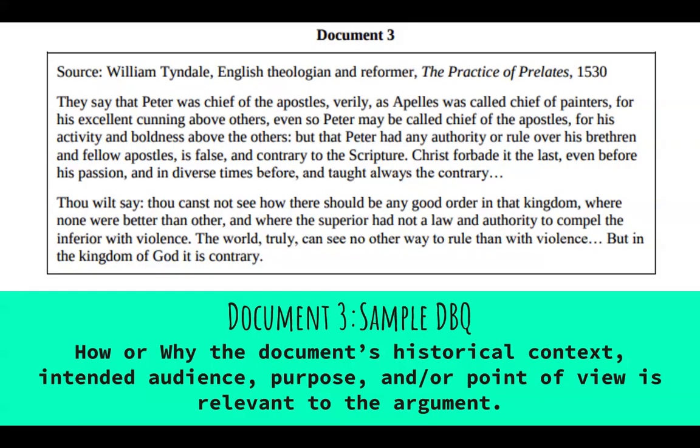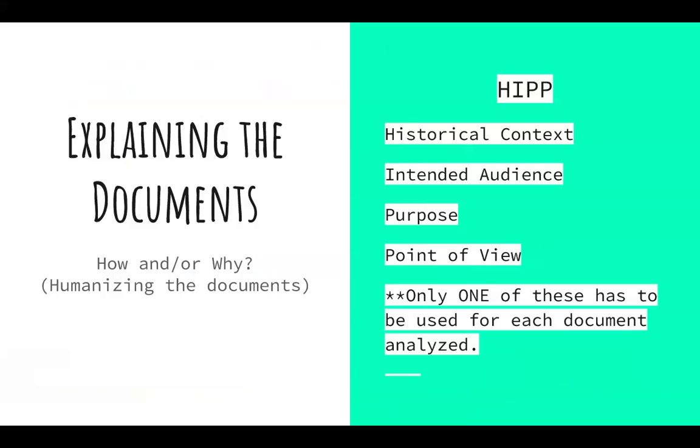All right, so now for that last point when you're using the documents, it's for explaining how or why the document's point of view, purpose, historical situation, or audience is relevant to an argument. So we're doing that same thing. We're going to be using HIP, so how or why is the document's historical context, intended audience, purpose, or point of view relevant to the argument that we're making? How does that even support our argument further?